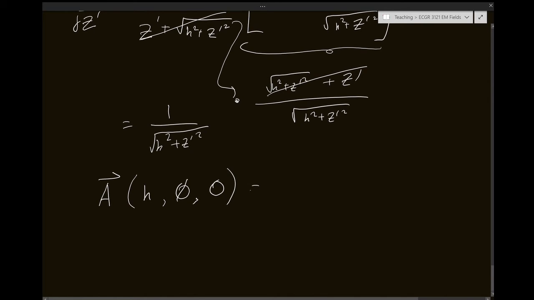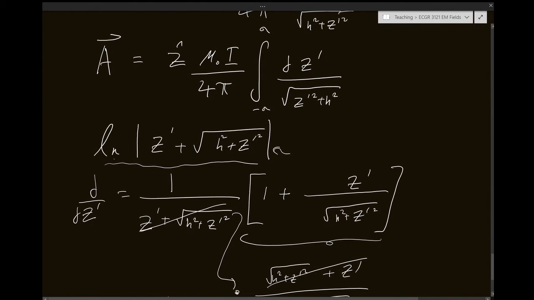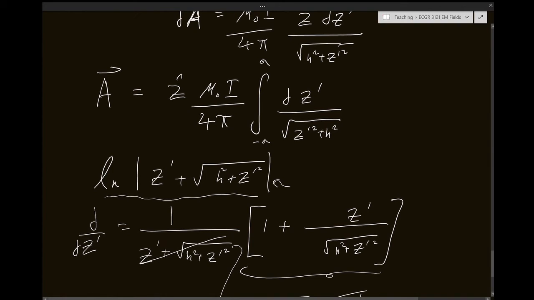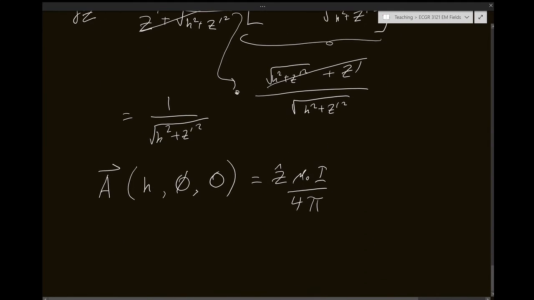So this is going to be z hat mu naught I over 4 pi, and then it's this natural log, right? So it's going to be this natural log evaluated at a minus this natural log evaluated at minus a. But what is natural log minus natural log? It's division, right? If you have ln of something minus ln of another thing, you know the property ln a minus ln b equals ln a over b. So we're going to use this property, and we're going to calculate this as ln.